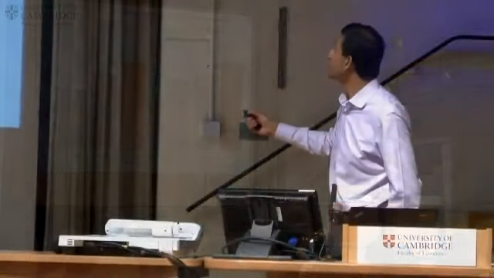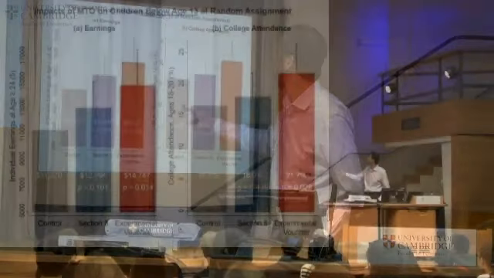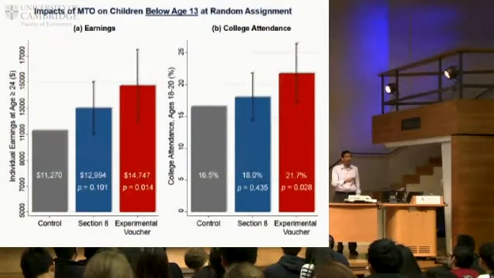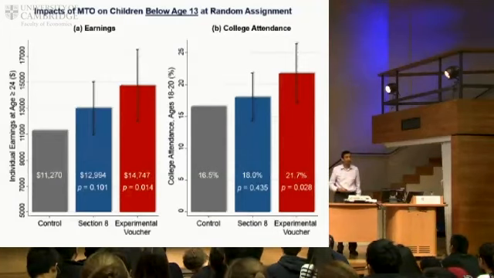So in what I'm showing you initially, I'm going to concentrate on children who were relatively young at the point of move. In particular, kids who were less than 13 years old at the point that they were randomly assigned to one of these three groups.